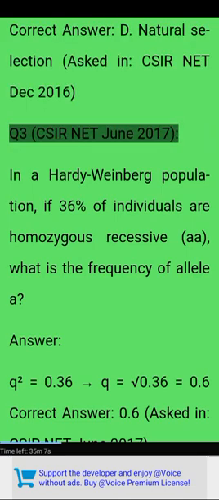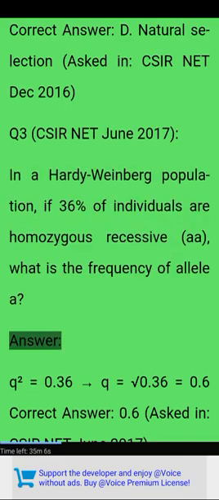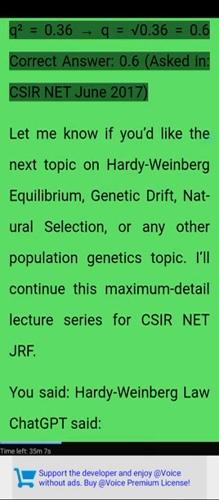Q3, CSIR NET June 2017. In a Hardy-Weinberg population, if 36% of individuals are homozygous recessive, what is the frequency of the recessive allele? Answer. q squared equals 0.36, so q equals square root of 0.36 equals 0.6. Correct answer: 0.6. Asked in CSIR NET June 2017.